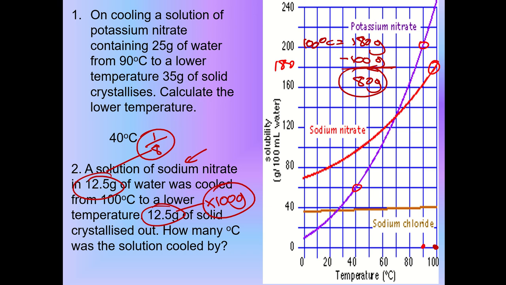So again, stick to your correct line. It's the sodium nitrate, it's the red line. So we go to 80, and we go down. The temperature here is 20 degrees Celsius. So we started at 100. We had to cool it down to 20. Now be careful and don't answer this question like the last one. This question asks, how many degrees Celsius was the solution cooled by? A lot of people will write the answer of 20 degrees Celsius, but it was actually cooled from 100 down to 20. So the answer is actually, it's been reduced by 80 degrees Celsius.